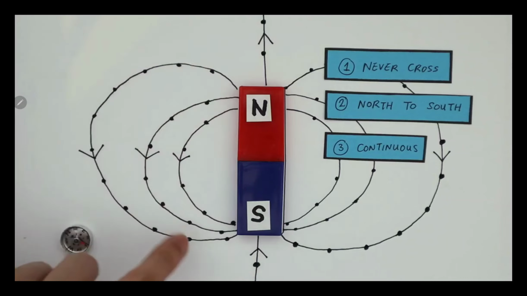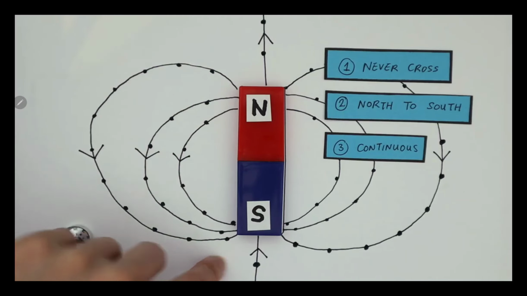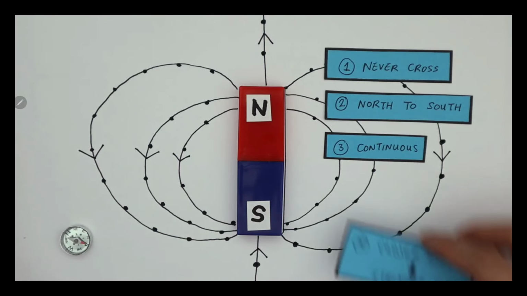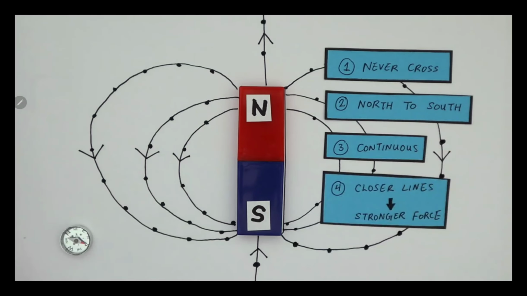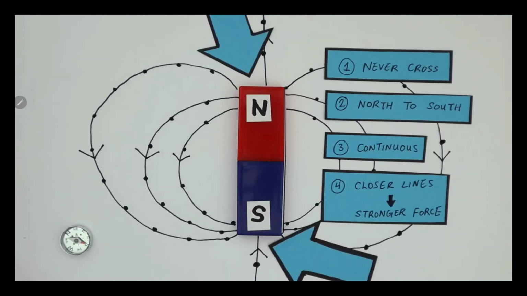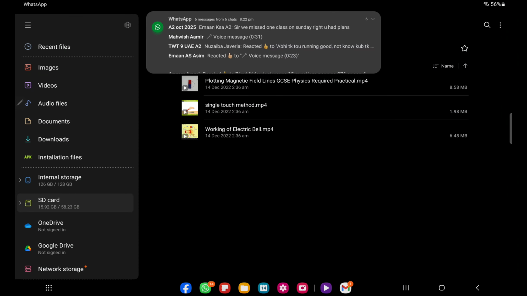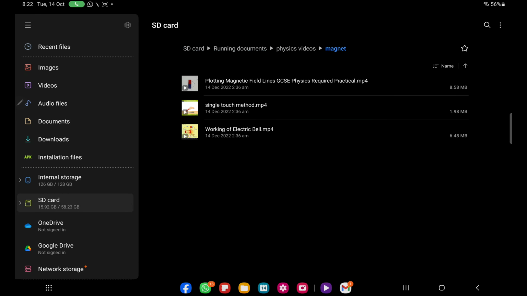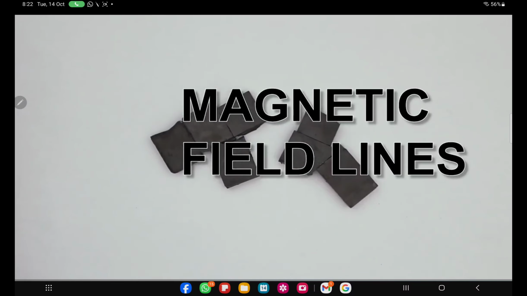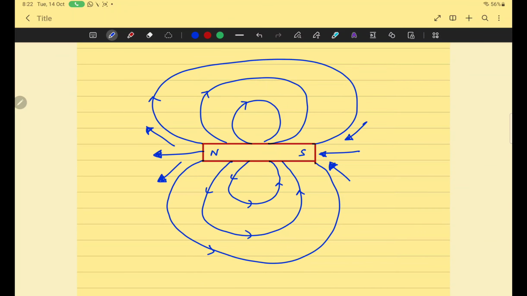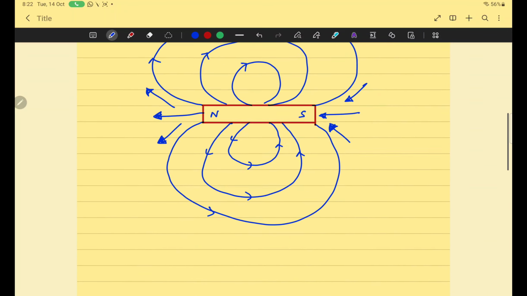Continuous means that in the region where I did not draw lines, there are actually magnetic lines. Where the magnetic lines are very close to each other, the magnetic field is stronger. At the poles, magnetic lines are very close to each other, so the magnetic field is very strong. Where the magnetic field lines are far apart, the magnetic field is weak. So this is just an introduction to the magnetic field.